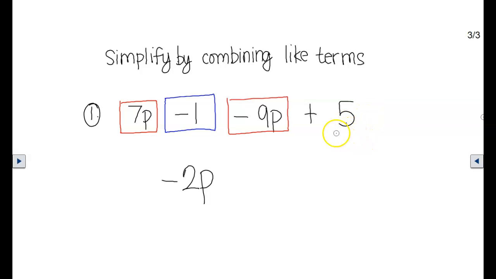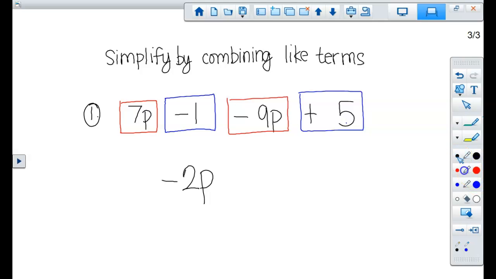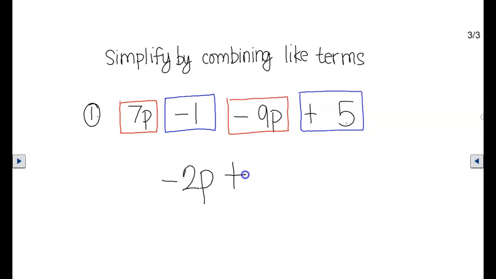Now I want you to notice that this is plus 5. When I put a box around it, I'm going to include that plus sign because that belongs to it. So now I'm going to put these two together by doing what this says. This says to do a negative 1 plus 5. Negative 1 plus 5 is positive 4. So I'm going to put plus because it's positive, and then my 4.